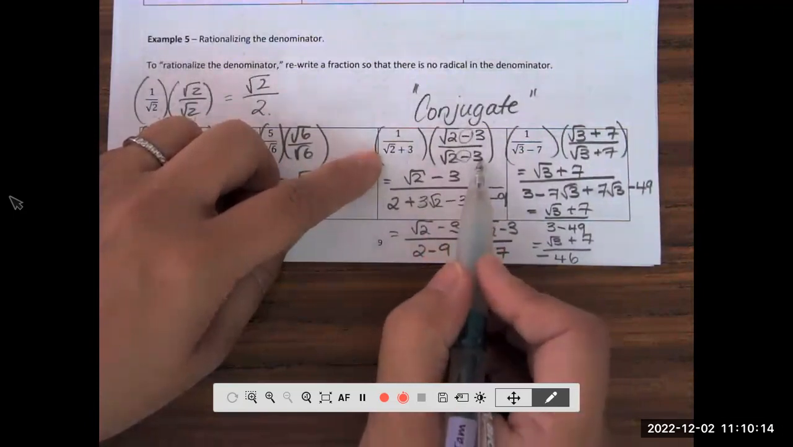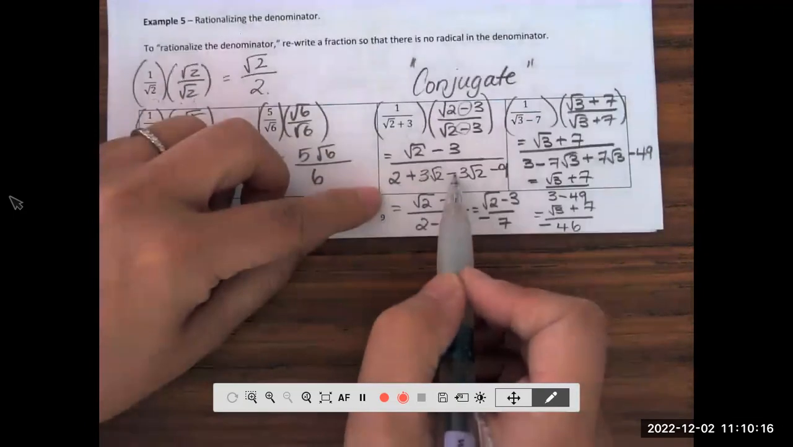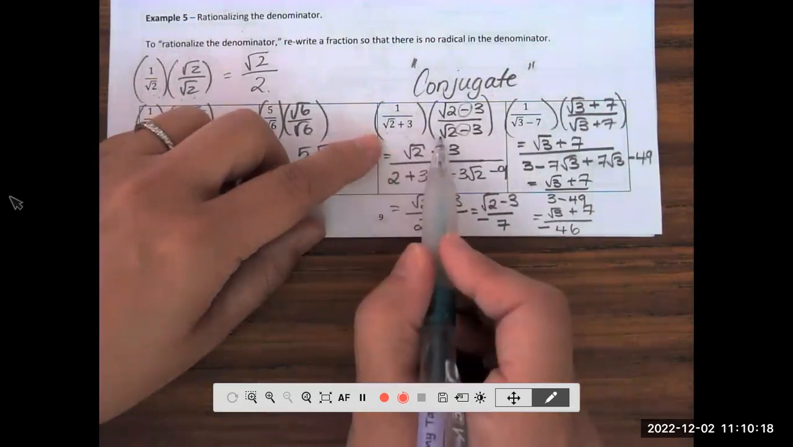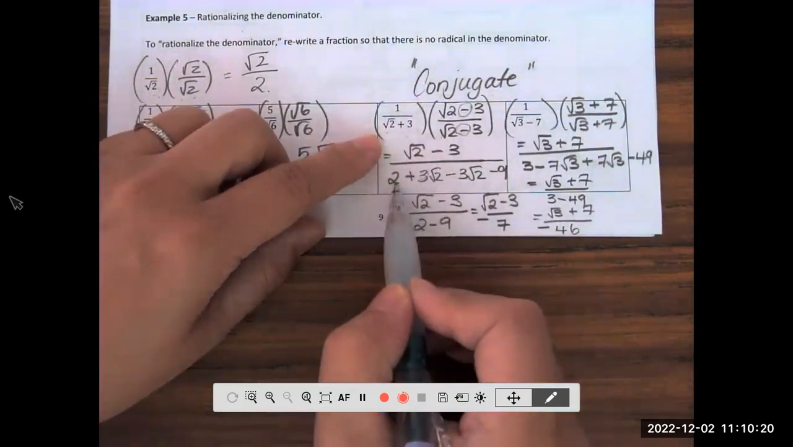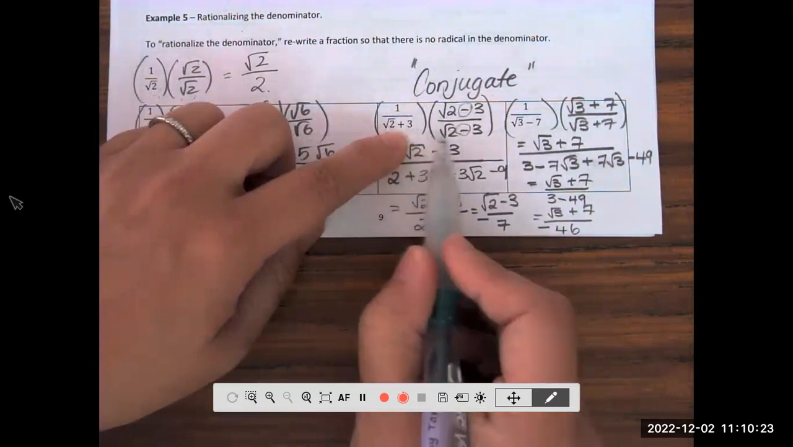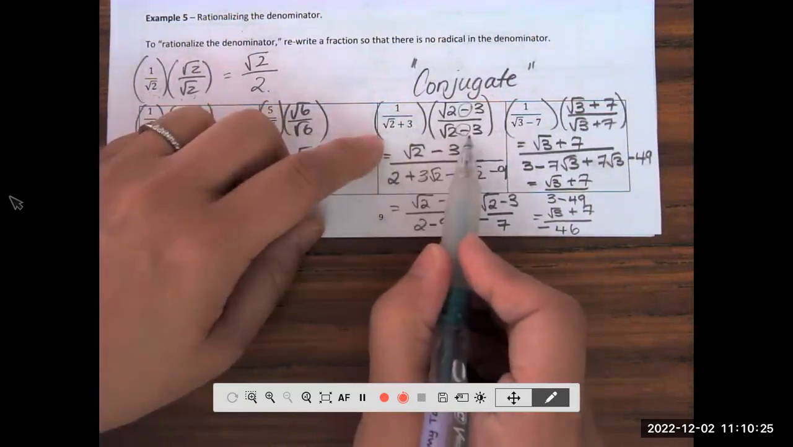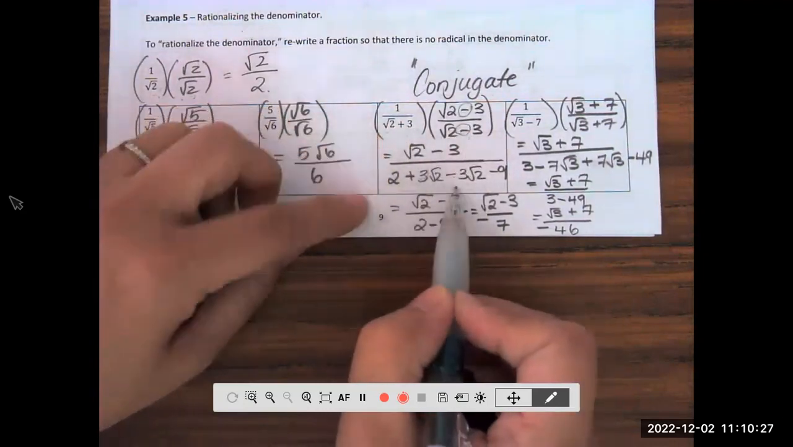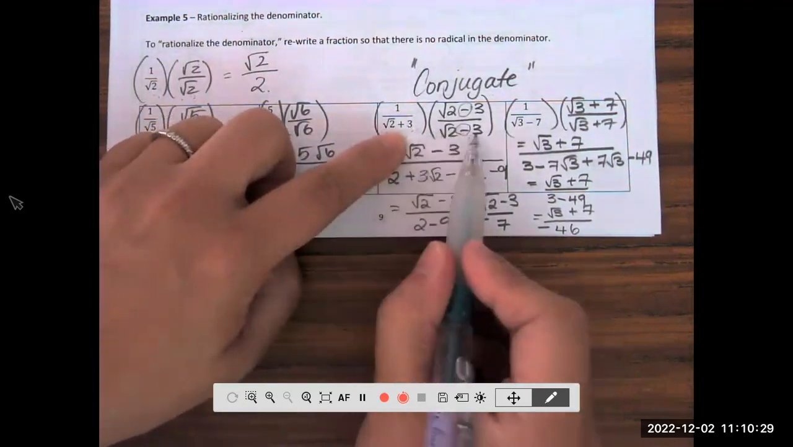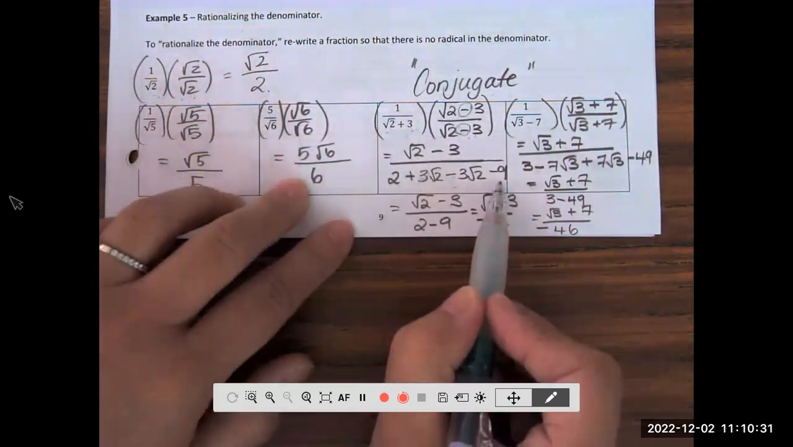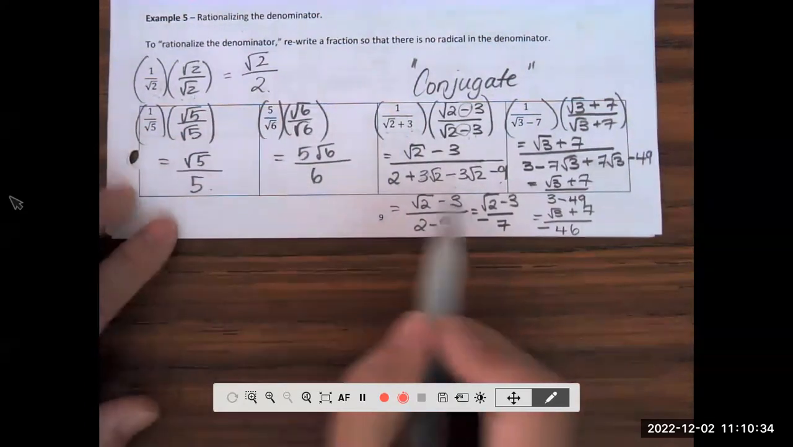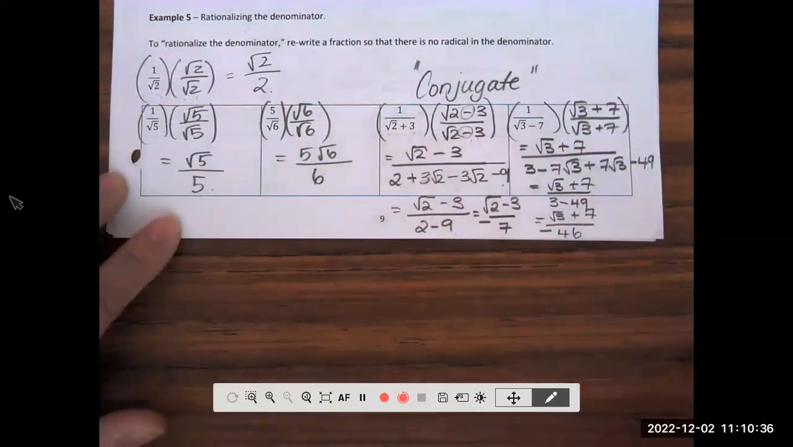And the reason why you do that is because in the denominator, when you multiply root 2 times root 2, you get a whole number. When you multiply 3 root 2 minus 3 root 2, this becomes 0. And then 3 times 3 is 9. Okay, so the bell just rang. So guys, make sure that you know how to do this as well, please.